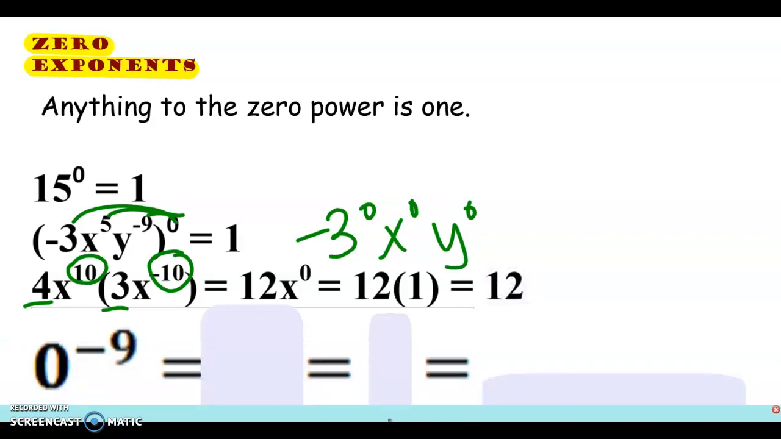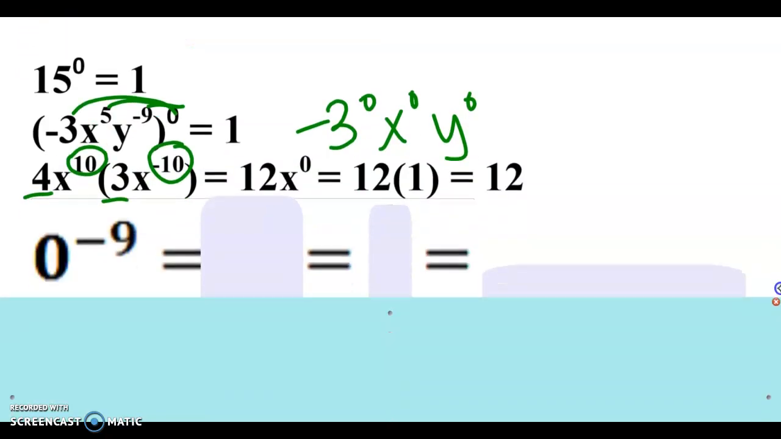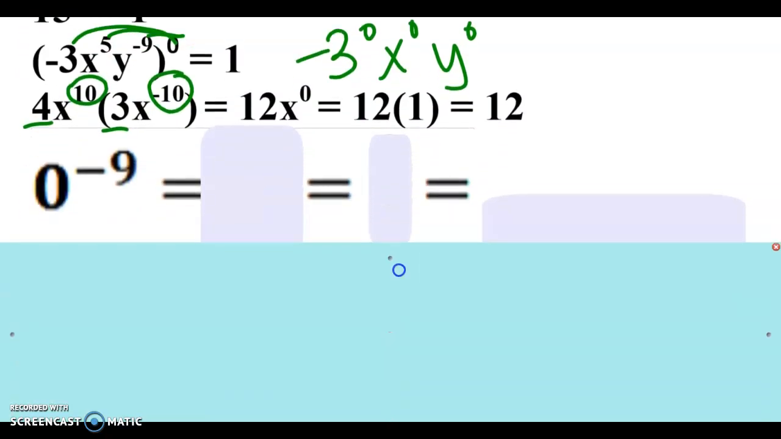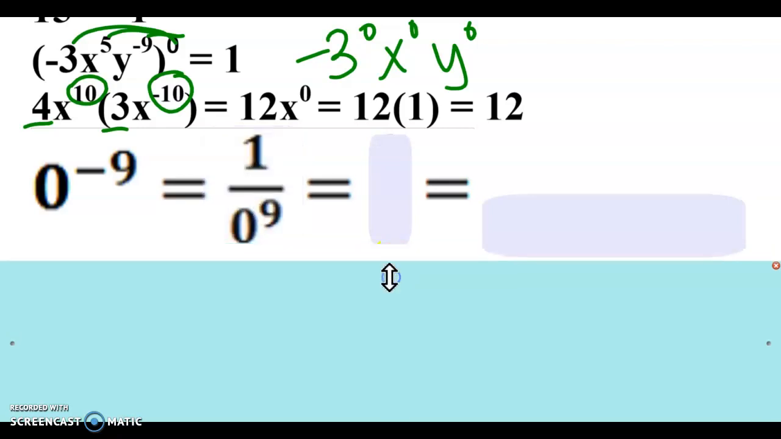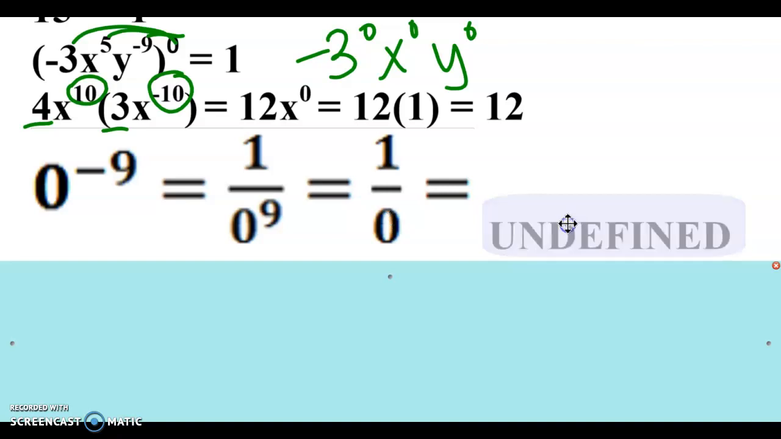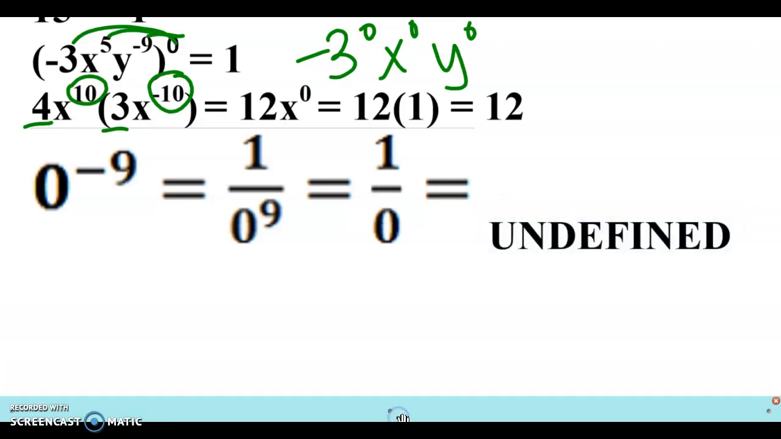Okay, last one. What about 0 to the negative 9 power? Well, I know I have to move it, so I put 1 over 0 to the 9th. Well, what is 0 to the 9th? That's a problem, because 0 to the 9th is 0. And anytime you have 0 on the bottom, it's like the dark hole, and it is undefined.